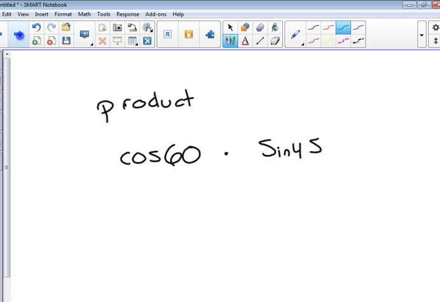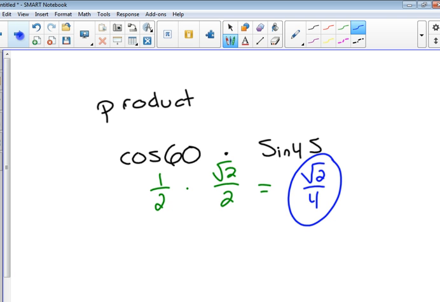Would you guys put a place for cosine 60? 1/2, good job. Alright, what's your sine of 45? Perfect. Okay, so now we do your top on the bottom. What do you got? Perfect. Okay, that's it. I always feel like I'm supposed to do more. Sometimes they're not.